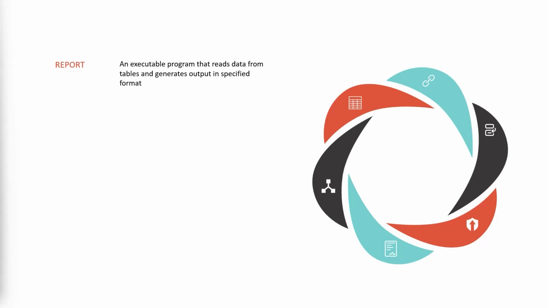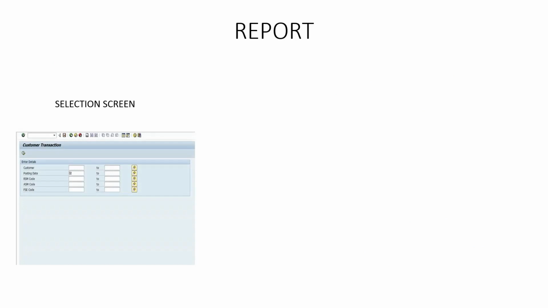While there are many reports provided in the standard SAP, it is quite common for every business to have a customized report as per their needs. These are called custom reports. The few important components of a report are the selection screen. This contains the fields based on which the user wants to filter and select data from the database. For example, the user wants a report of the total tax paid to the government.